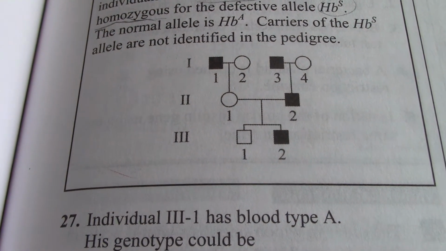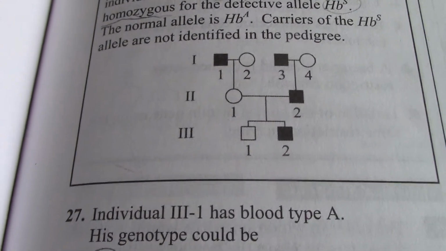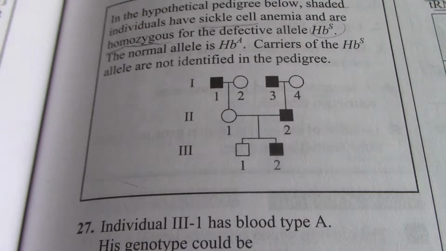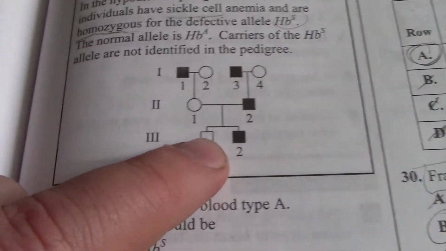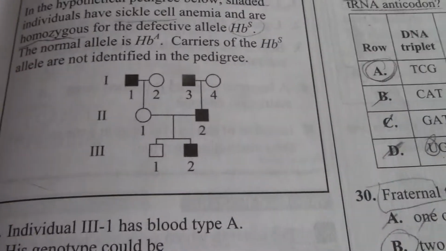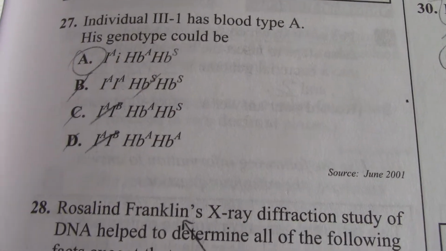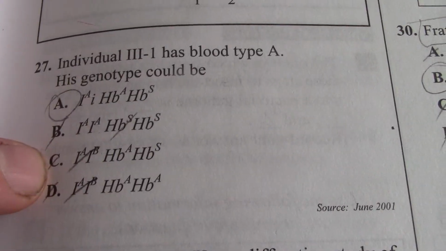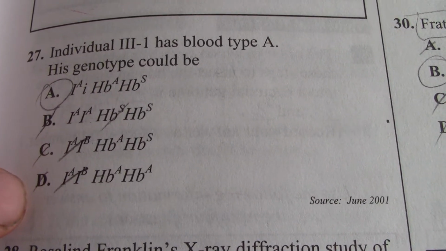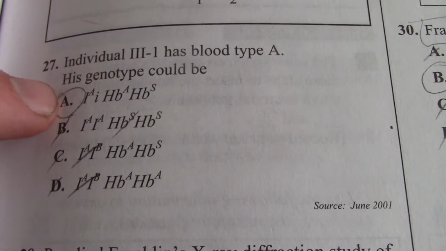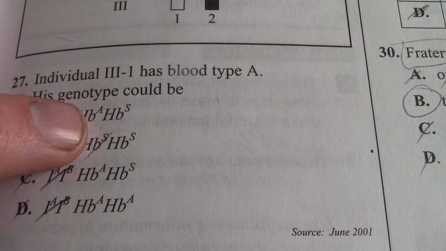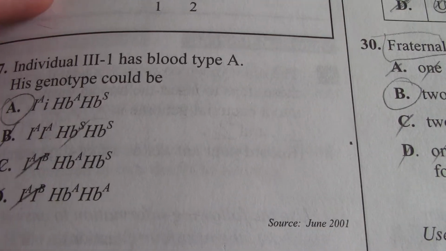So 3-1 is not affected. Carriers are not identified. So this is not going to show as a carrier. This is going to show as unaffected. So 3-1 has blood type A. Okay, so what could he be? Cannot be B because this would be sickle cell. This would be AB blood type, so that's not A blood type, and this is AB blood type. So the only option is A blood type, carrier for sickle cell anemia. Okay.